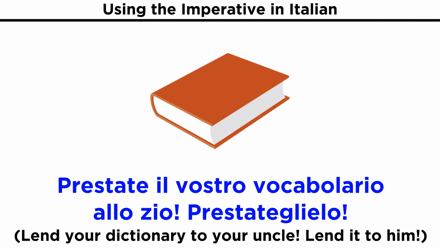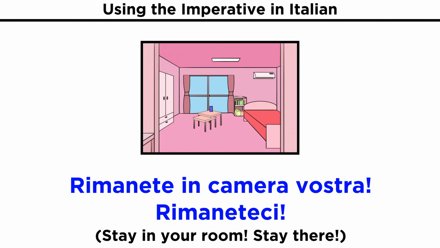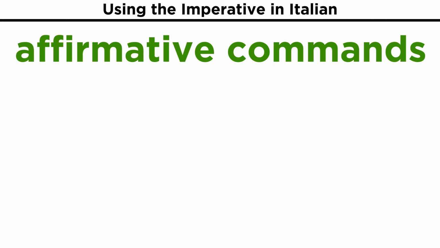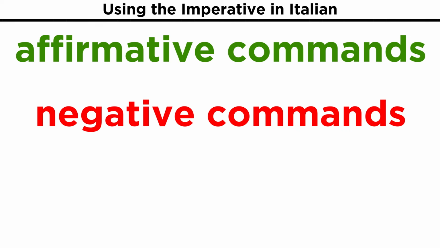Even the double object pronouns will follow. Prestate il vostro vocabolario allo zio. Prestateglielo. Rimanete in camera vostra. Rimaneteci. So that's it for commands in the affirmative form. Now we will discuss the negative form.